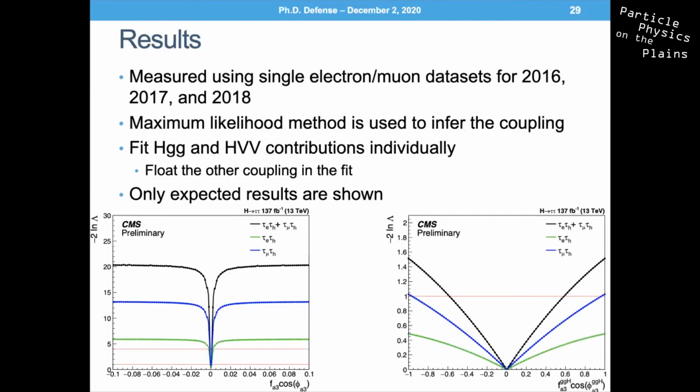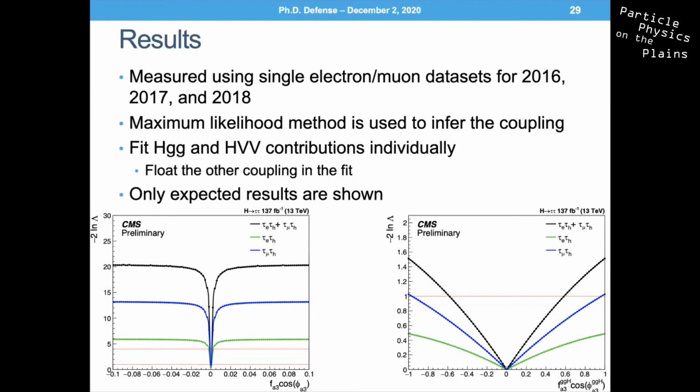And then we end up doing the fit. We do it separately for the single electron, single muon data sets in 2016, 2017, and 2018. And then we also do combinations. So what I've got shown here is all 3 years added together, and then I show in green the electron channel, in blue the muon channel, and in black the combined channel. So in black, that's all 3 years and both channels combined together.